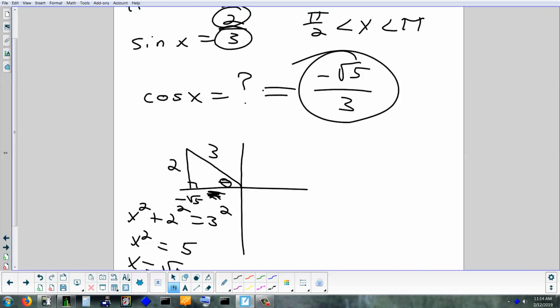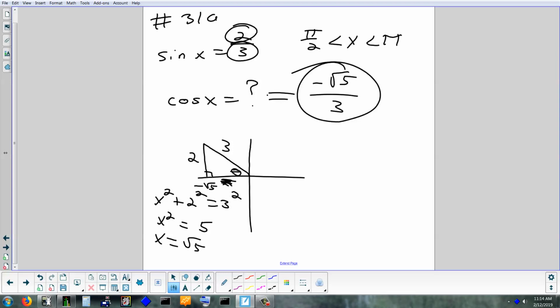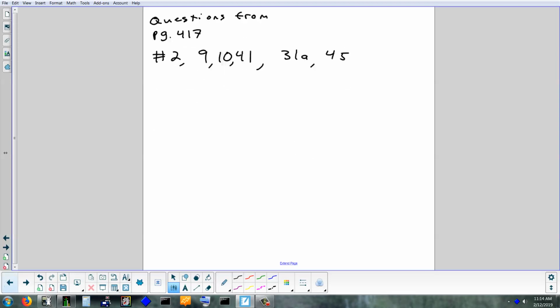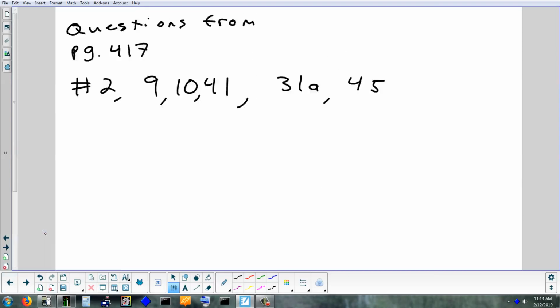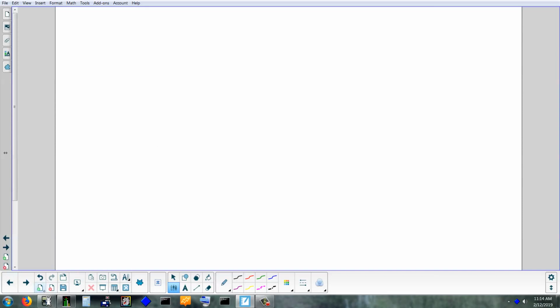Okay, and that was 31A. Any other questions on 31A? All right, and what else do we have? 45. Okay, so 45 says, use example 2A to verify that, okay, it's a verify. So it's kind of like one we did yesterday, and there's one on the test similar.